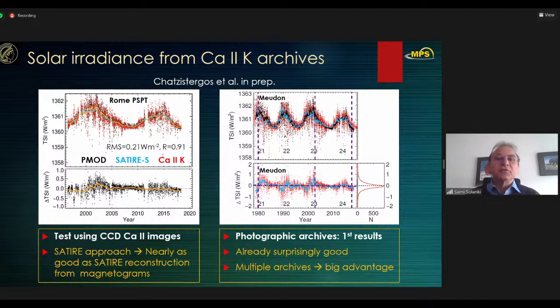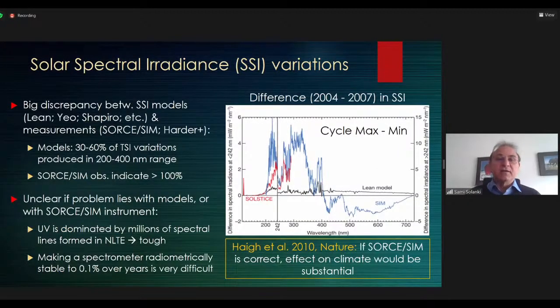CCD-based calcium images shown on the left. And the results are incredibly good. You get something which is not quite, but almost as good as when you take the magnetograms directly. And on the right, these are very first results for a photographic archive where you also get surprisingly good results. This is for relatively recent times with the Meudon, but this will be extended back in time and improve irradiance reconstructions going back hundreds of years, or at least for 100 years.